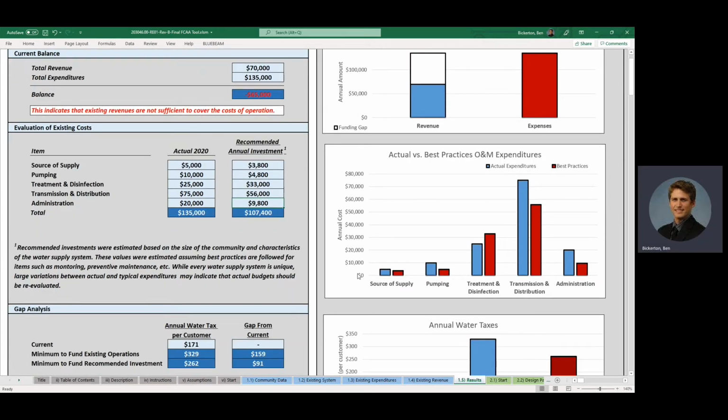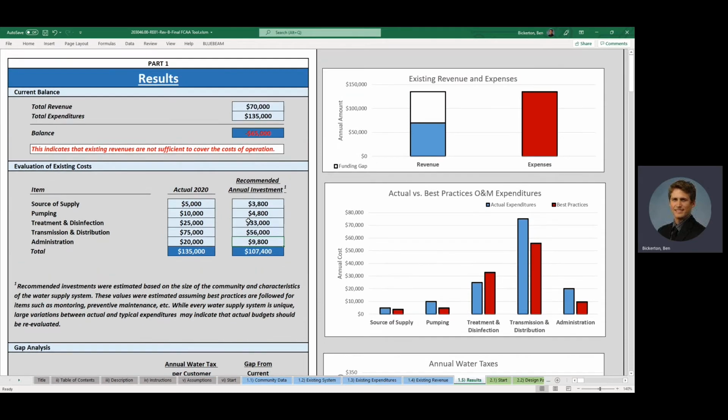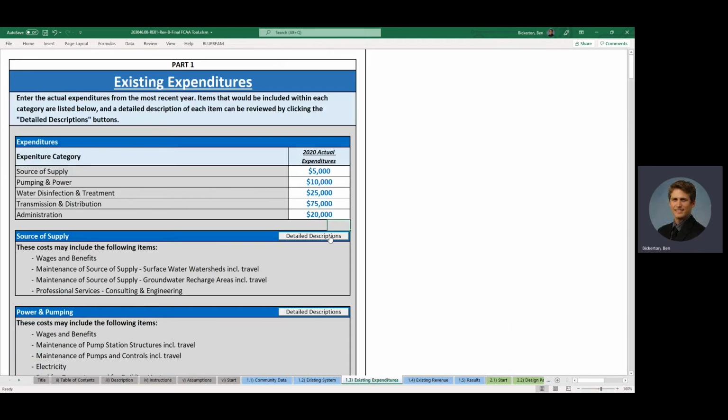So the graph to the right of that shows the actual expenditures versus the best practice recommendations for annual investment for each category for a system of this size and having these characteristics. So we can go back a little bit to our existing expenditures. Maybe we want to make this a little bit more realistic when we do the comparison. We'll say that our actual expenditures for transmission and distribution are 1,000, for administration are only 10,000, and water treatment perhaps is only 10,000 as well.